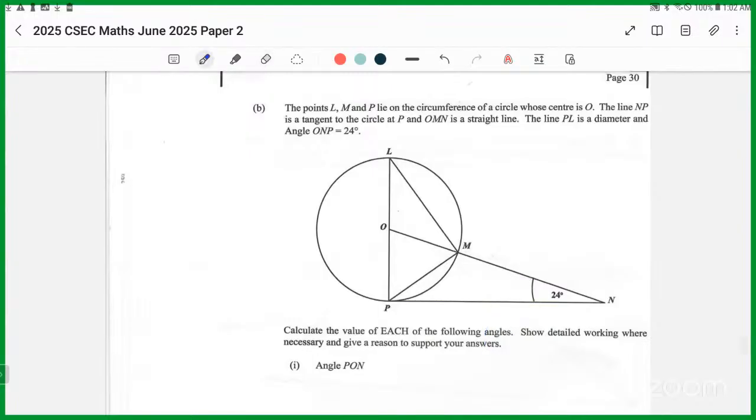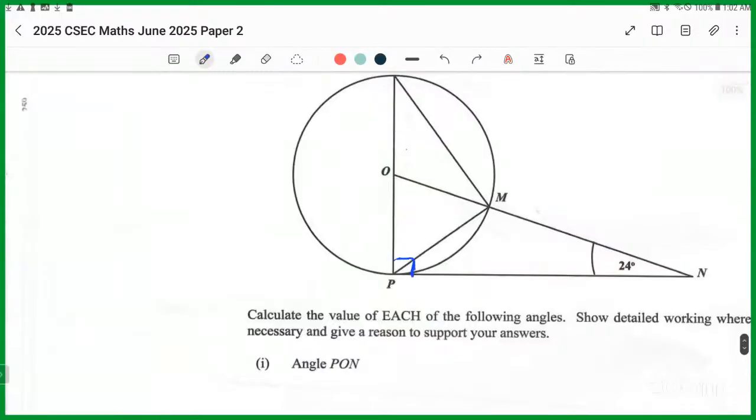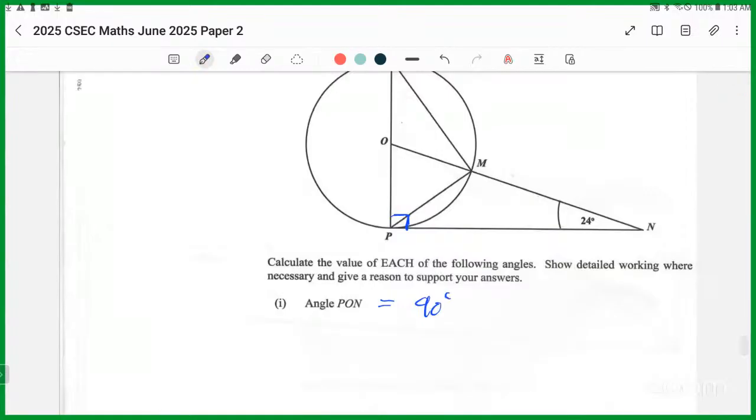The question says, carefully work out each of the following. Show detailed working where necessary and give your reasons. What is angle PON? I'm going to work in this triangle. This angle is 90, and the total of angles in a triangle is 180. In a right angle triangle, these two angles are complementary, adding up to 90 degrees. So this angle becomes 90 degrees minus 24 degrees, which is 66 degrees.